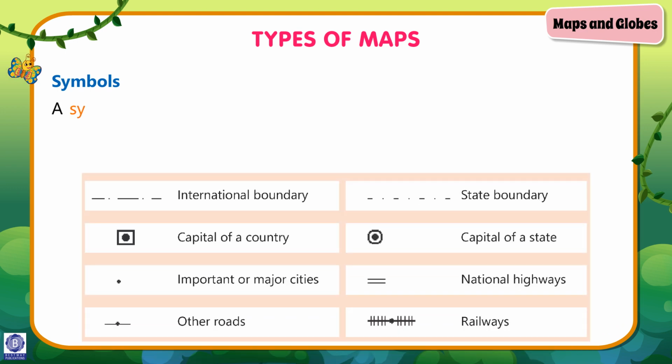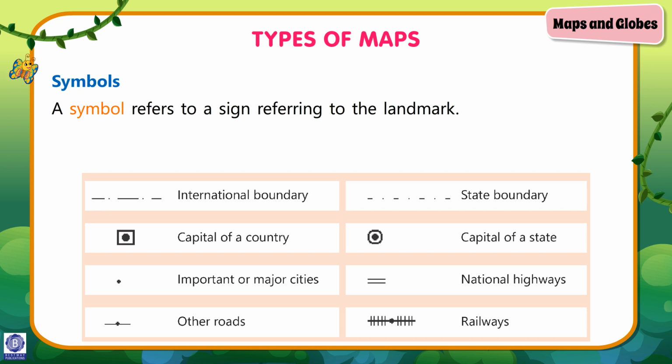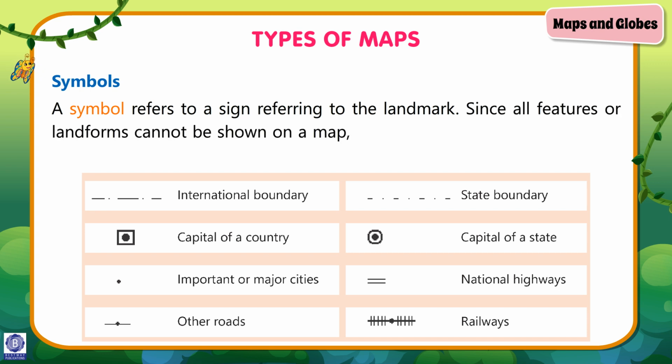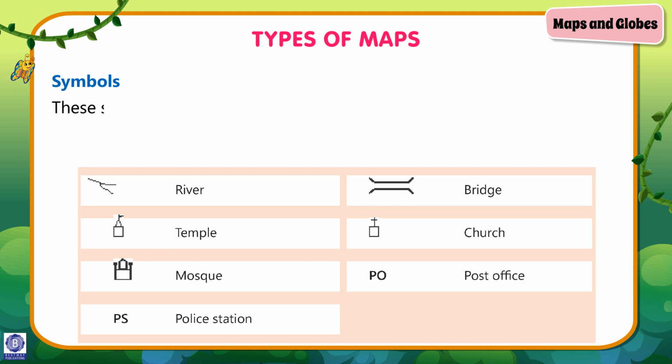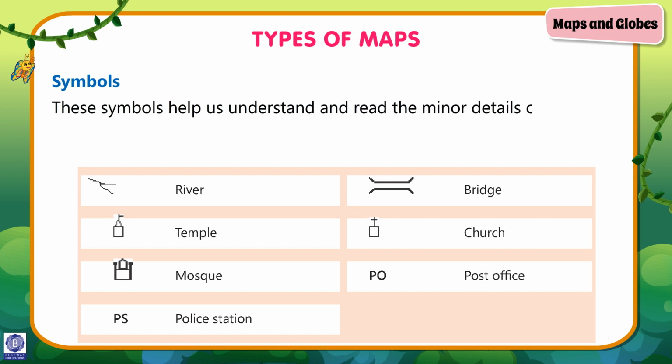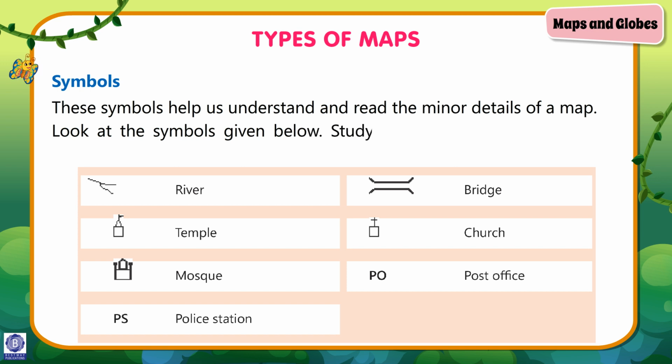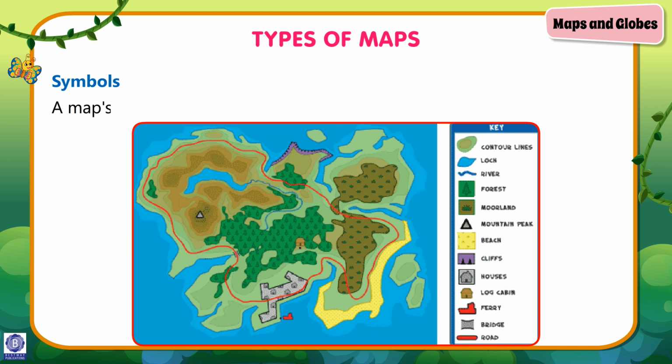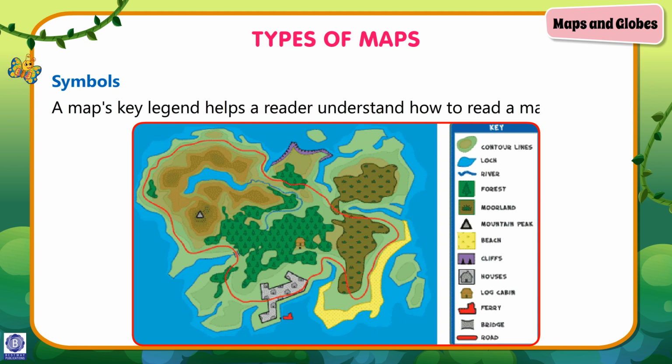Symbols. A symbol refers to a sign referring to the landmark. Since all features or landforms cannot be shown on a map, certain symbols are used in all the maps. These symbols help us understand and read the minor details of a map. Look at the symbols given below. Study any map to understand these symbols better. A map's key or legend helps a reader understand how to read a map.